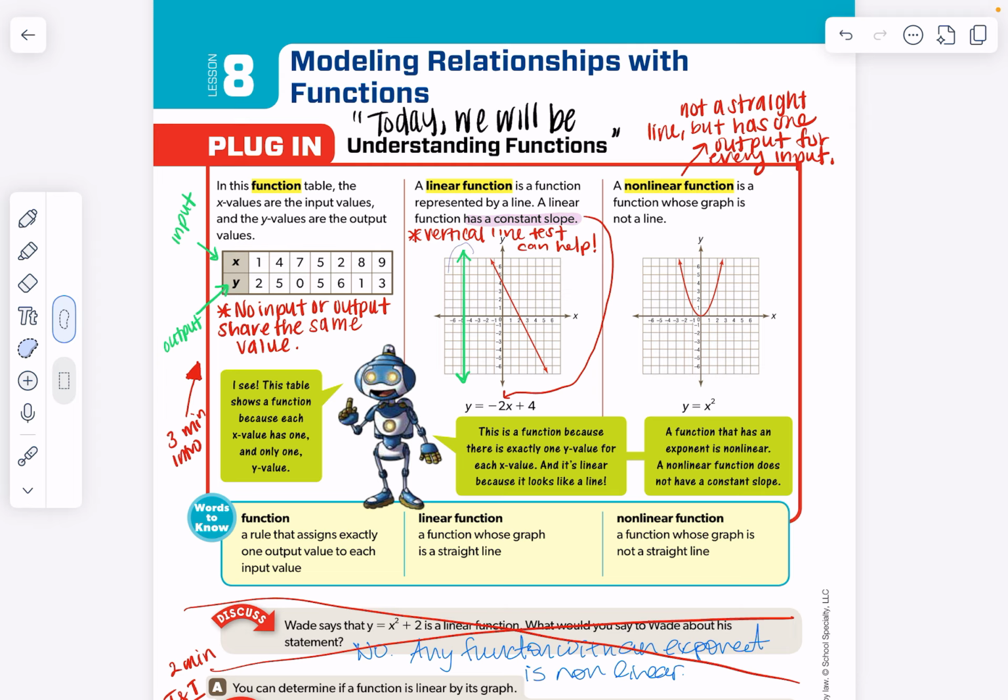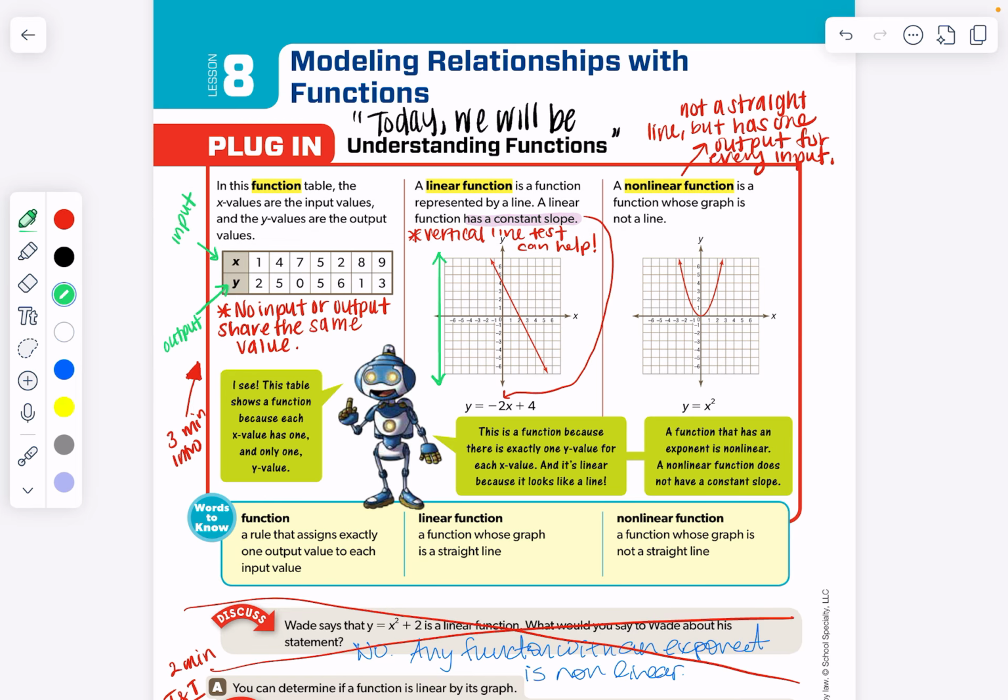The vertical line test says if I run this green line across my x-axis, there is no overlap between any of the points. So there is only one x value for every y value. So see how none of the lines are overlapping?